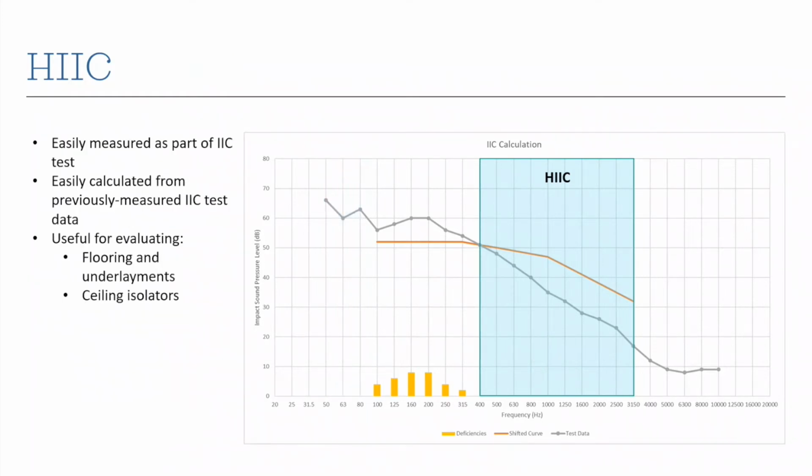So what do we use these for? Well, the HIIC is easily measured as part of an IIC test because it's the frequency range that we're already dealing with. And you can also calculate it from older IIC test data that was taken before the HIIC standard existed. You can just go back and recalculate based on the data. But if it stays within that IIC range, like what's the point?